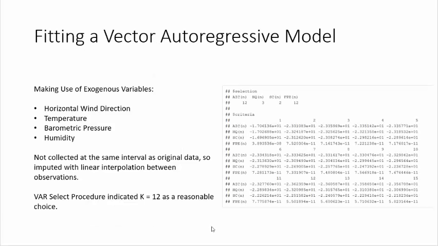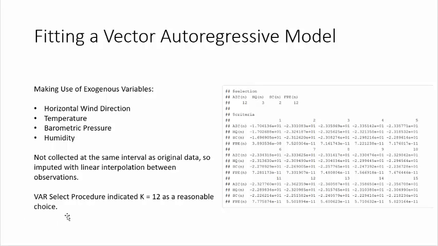Now we're moving on to our vector autoregressive model. And here we have 4 exogenous variables, which is the horizontal wind direction, temperature, barometric pressure, and humidity. One of the issues that we had was that the data wasn't collected at the same time interval, so we did do some linear interpolation to get them on the same time interval.